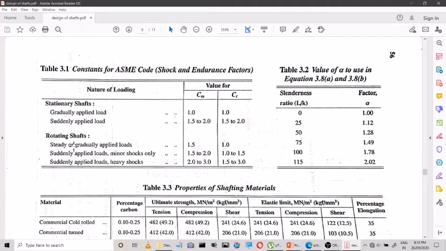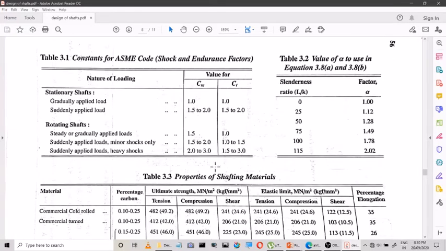Next is steady or gradually applied loads. It is 1.5 for bending and 1 for torsion. For shafts subjected to minor shock loads, you can select 1.5 to 2 for bending and 1 to 1.5 for torsion.